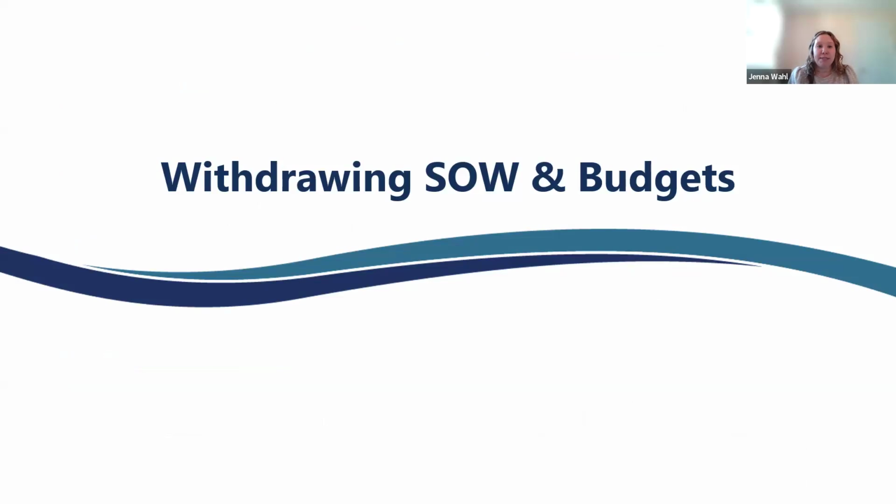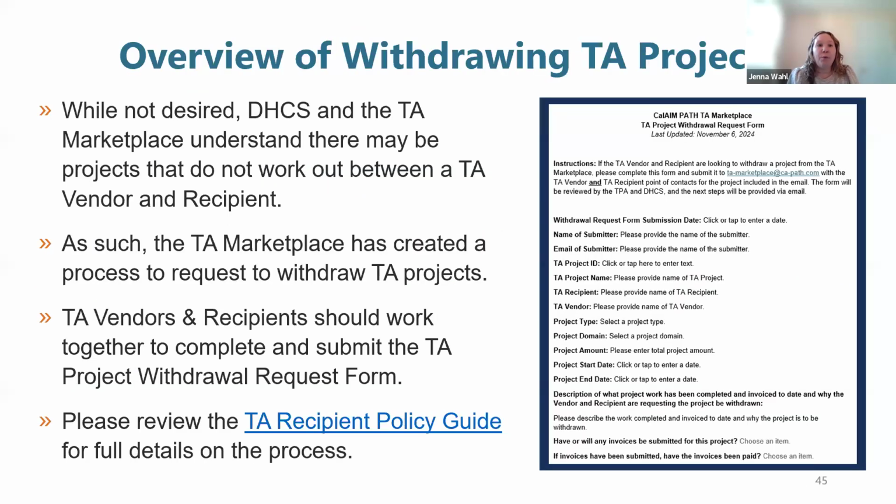Want to go through two processes for you all today. First is withdrawing scope of work and budgets. So if we go to the next slide. So we know that TA projects sometimes do not work out between a TA marketplace vendor and recipient, whether it be due to time commitments, etc. And so while this is not desired, we do have a process in place.